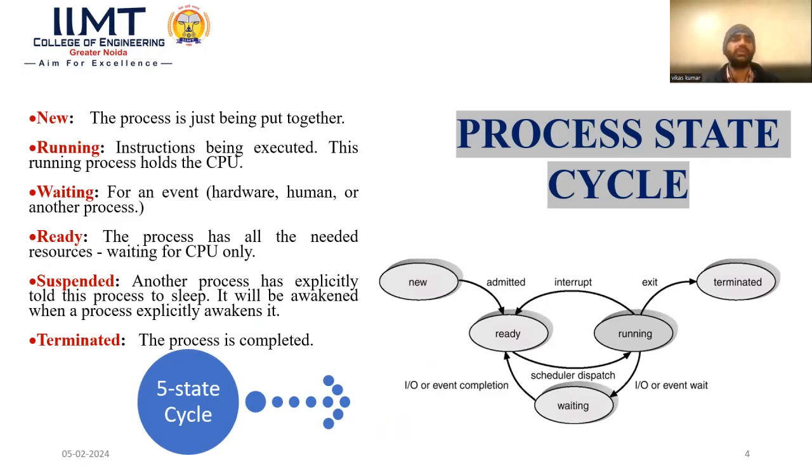New state: the process is just being put together. We can say that in this state we are just creating processes. There can be n number of processes. We can create n number of processes. You are creating multiple files, multiple PDF files. We can say you are creating multiple programs, like a C program, Python program, Java program. You can create multiple processes. There is no limitation on that.